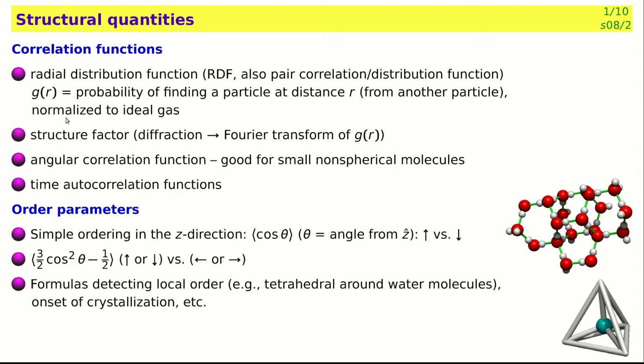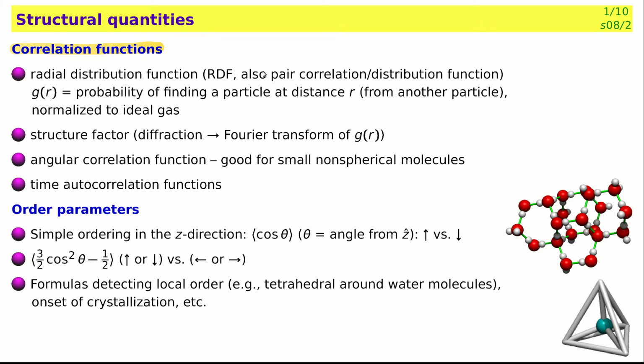Ladies and gentlemen, this talk will be about structural quantities. Structural quantities, as the name suggests, tell us or quantify the structure of liquids or solids and so on. There are two important types. First, the correlation functions. The correlation functions describe a correlation, that is a relation between 2 points in space or 2 molecules, typically some space or perhaps time apart.